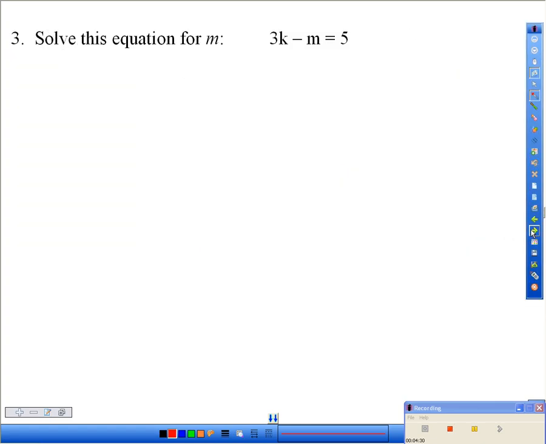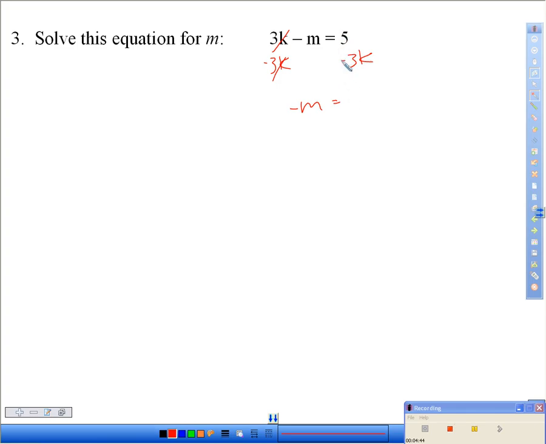On number 3, the directions say solve this equation for m. That means we want to get m by itself. So our first step is to subtract 3k from the left and subtract 3k from the right. Once we've done that, the 3k's cancel, and we end up with negative m on the left. On the right-hand side, these are not like terms, so we can't subtract them. I'm just going to write that.